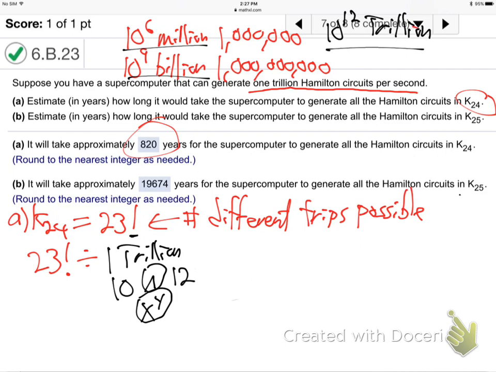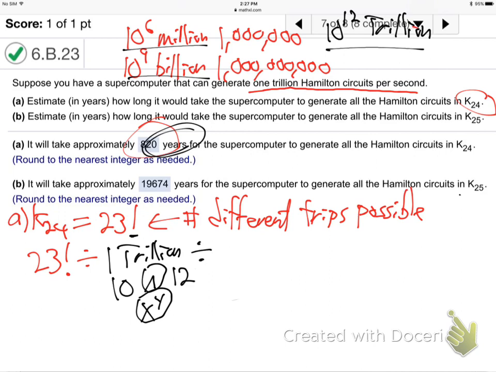Remember, the computer can do a trillion circuits in a second. So if this is the total number of circuits it needs to look at, and it can do 1 trillion every second, then if you divide this, you'll find out how many seconds it's going to take. Because every second, a trillion circuits, right? So if you divide by a trillion, you're going to get how many seconds it would take. But we don't want to stop with seconds because they asked us years. So right now we're in seconds. How do you convert seconds to years?